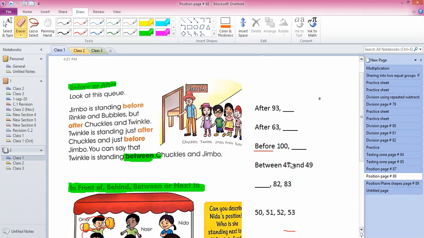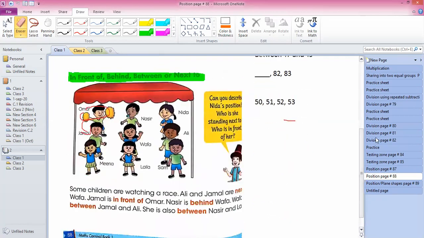Same as for the numbers we practiced, like what comes between 47 and 49. So for 47 and 49, if you want to find out which number that is, from 47, go one time or count in ones, 48, or you can directly come from 49 by counting back. So the answer will be the same. It will be 48.